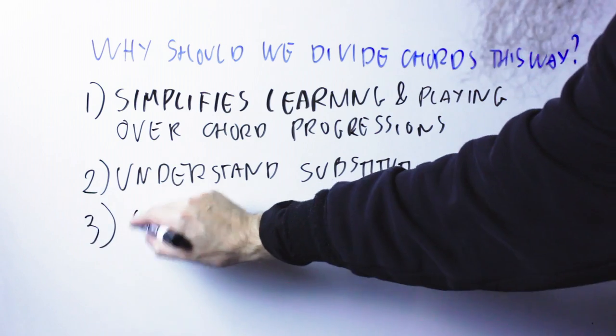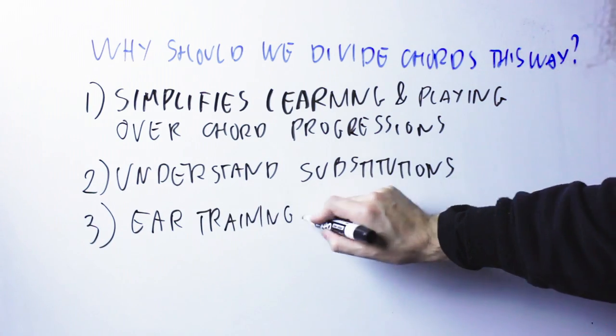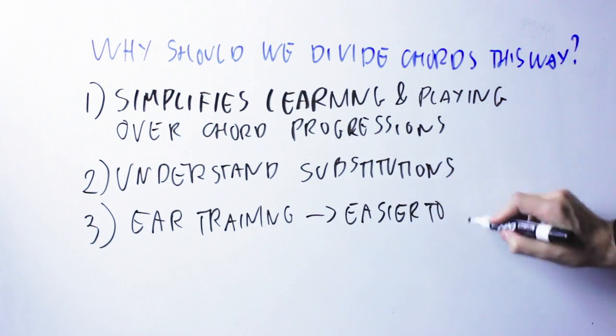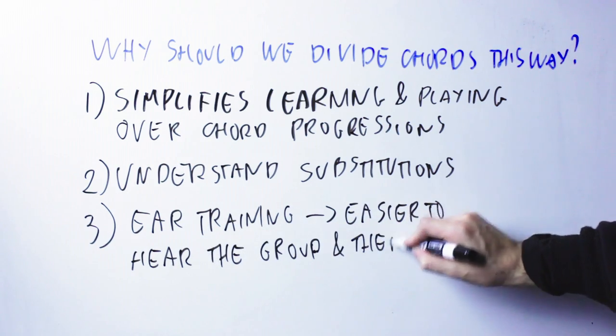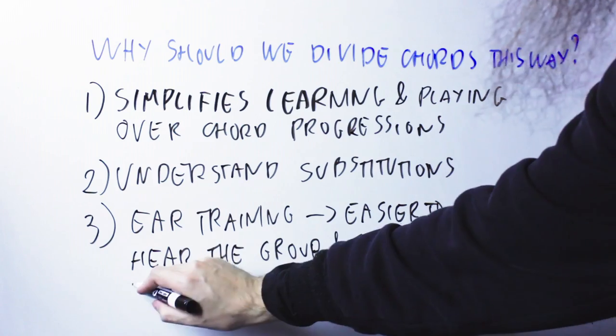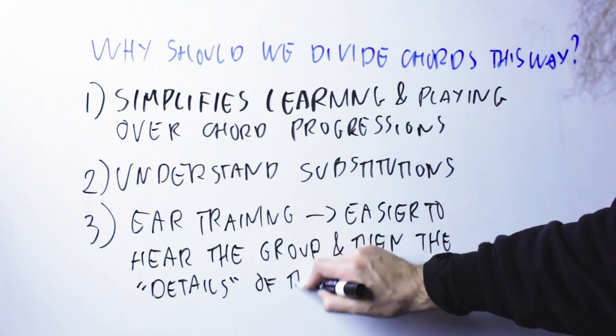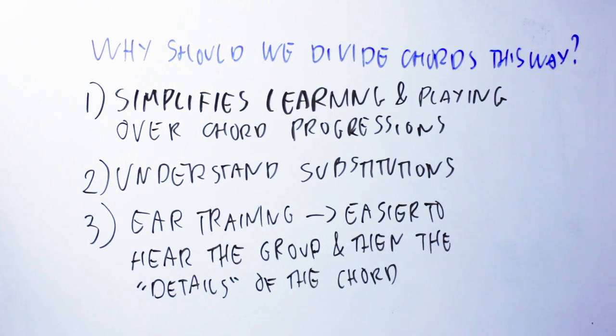Third, this helps us also in ear training, because it's much easier to identify chords if you first identify in what group they are, and you can totally hear that. It's much easier to identify in what group the chords are and then try to understand the details, or specifically what chord that is, rather than immediately trying to find what chord that is, at least at the beginning. So this is something that, while it's not true literally 100% of the time, it makes your life much easier.